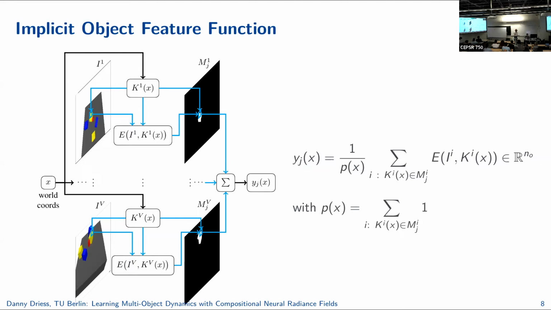So what's cool about this structure is that it naturally handles occlusions, because only those features are summed up where there is actually information from one view, but it's also consistent from a 3D perspective due to this projection into the views. Okay, so this is how we build functional representations of objects.